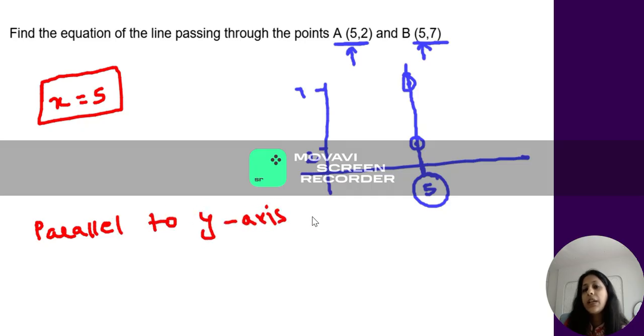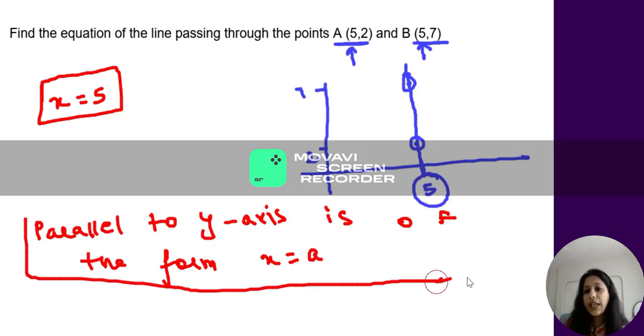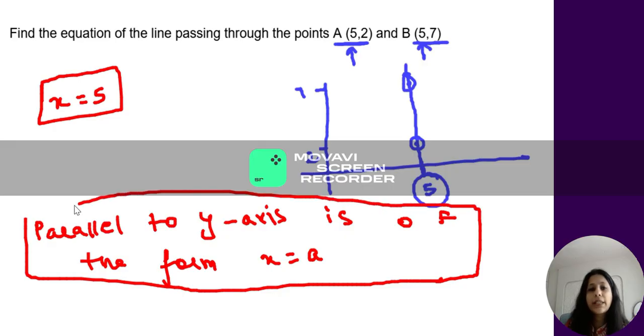So any line which is parallel to the y-axis is of the form x equal to a, where a is the place where it intersects the x-axis, or we also call that the x-intercept. That's why it is intersecting the x-axis at 5 here, and we call that equation of the line x equal to 5.